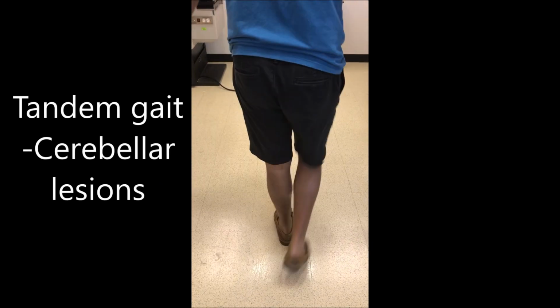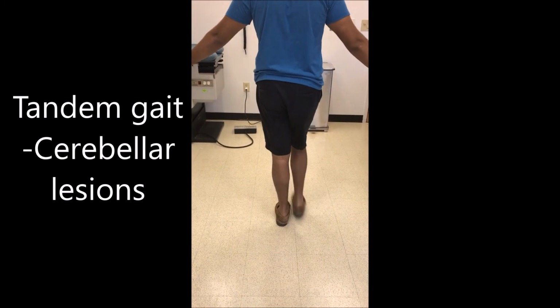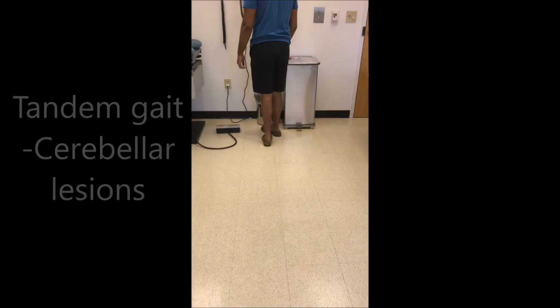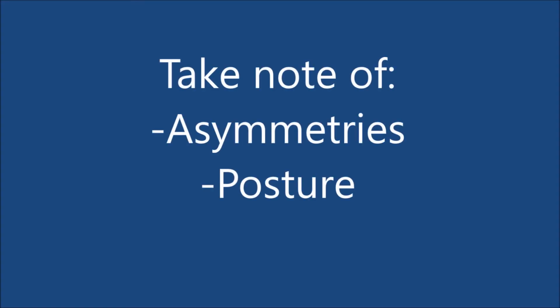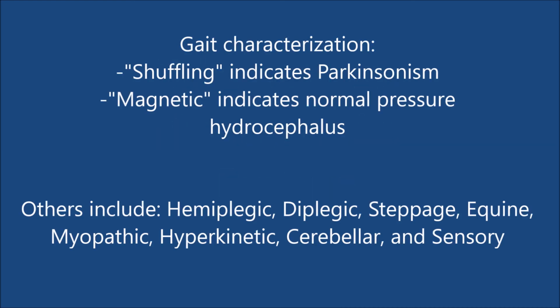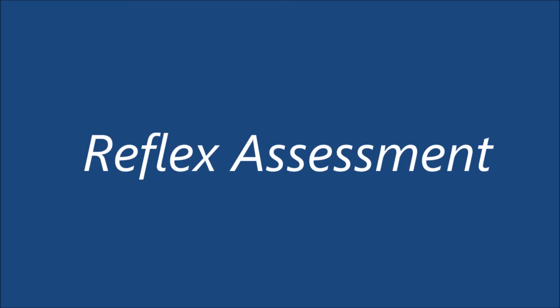And note for tandem gait, which is often used by police officers when they're pulling someone over suspected of drinking and driving. Note for any asymmetries, and also note posture and characterize the gait as best as you can. For example, a shuffling gait can indicate underlying Parkinson's disease, while a gait where the patient barely moves their feet off the ground indicates a magnetic gait, which can be seen in patients with normal pressure hydrocephalus.